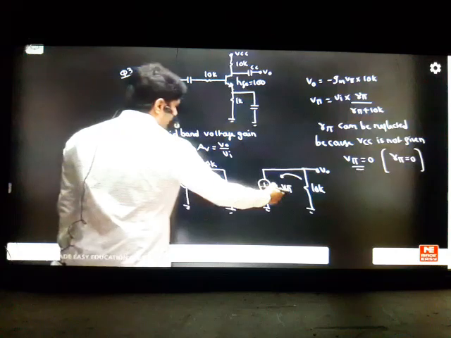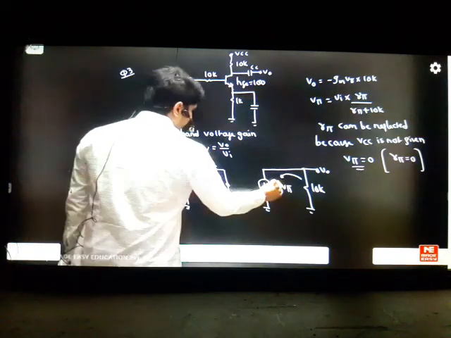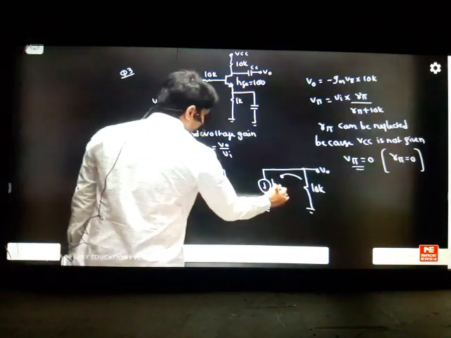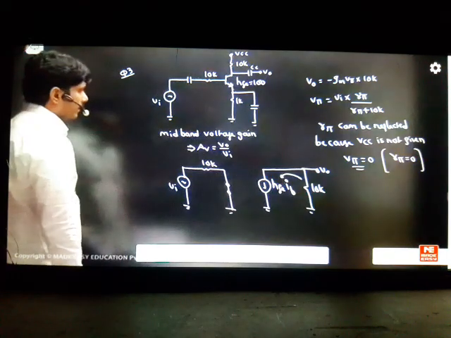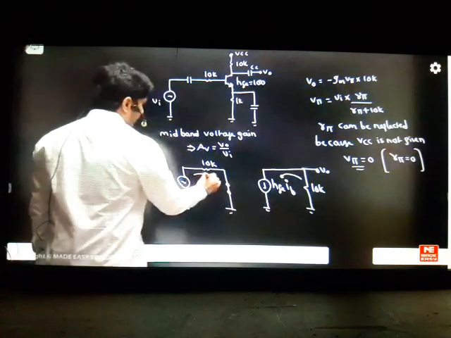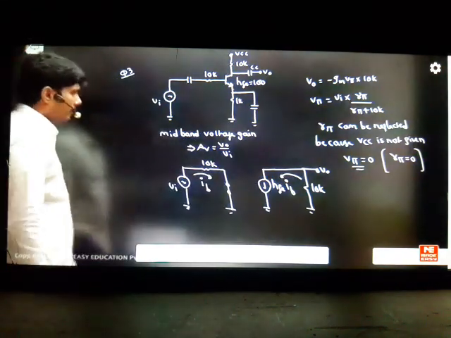Because V pi became 0 here, why don't you change the concept to the current technique now? We will take it as HFE times IB, because we are not getting the action from V pi. So HFE IB, here we have some current IB like this. So find out the output.